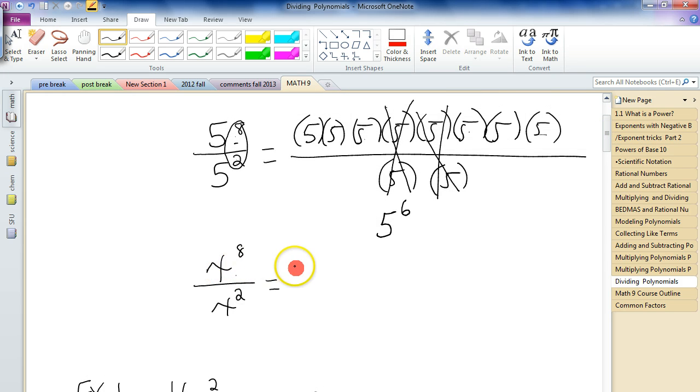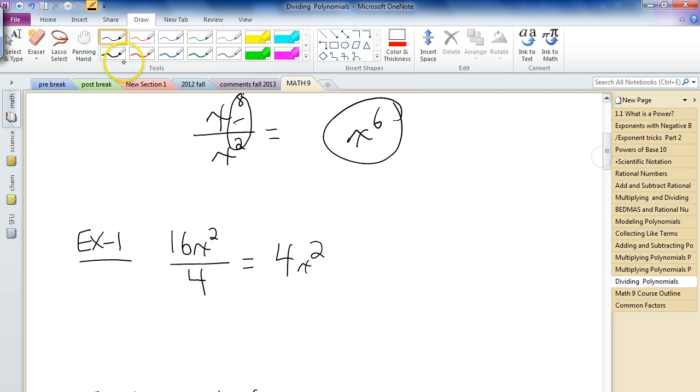Same thing with this. I could write out 8 x's divided by 2 x's, and I'm going to cancel 2 of the x's from the 8, which is going to leave me 6. So it's x to the power 6. That's why x to the power 6 is that way. Why this rule works that way. If you don't want to do all that, just, again, same base, subtract the exponents. 8 minus 2 is 6, so it's x to the power 6.